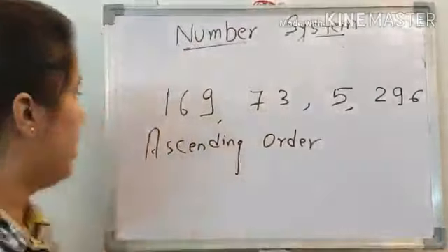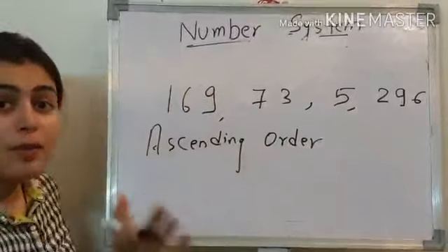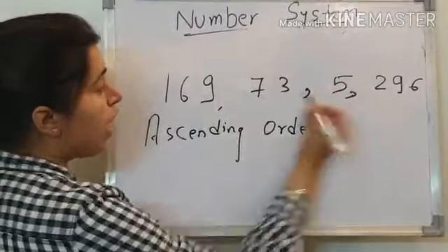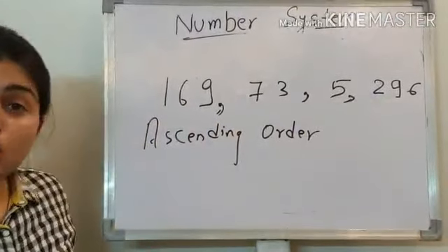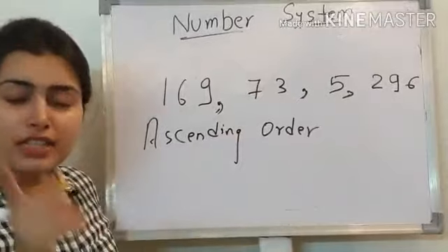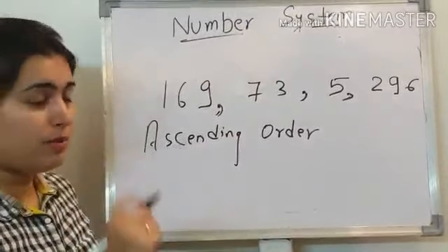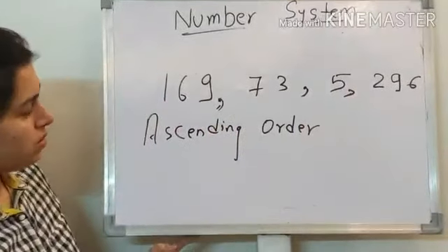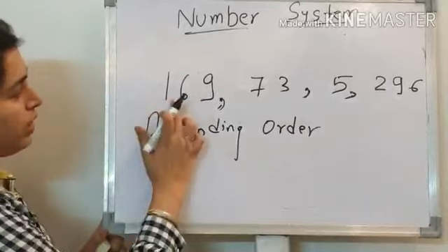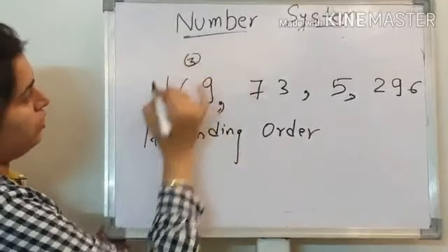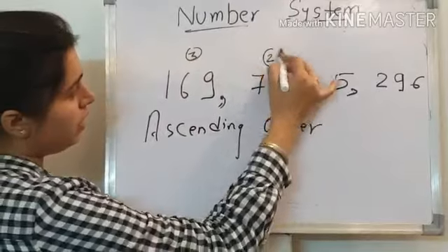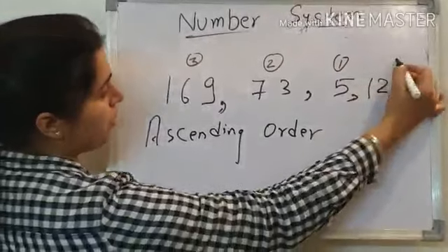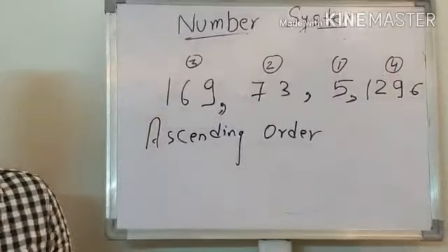Yes, students? Okay. Now how many numbers are there to arrange? 1, 2, 3, 4. 4 numbers are there. So I have to arrange these numbers in ascending order. As I explained, in ascending order, the smaller one will come in the first place, okay? Now, as I can see, the number of digits are unequal. How many digits are there? 3. How many digits are there? 2. How many digits are there? 1. And how many digits are there? 4. So it is very easy.